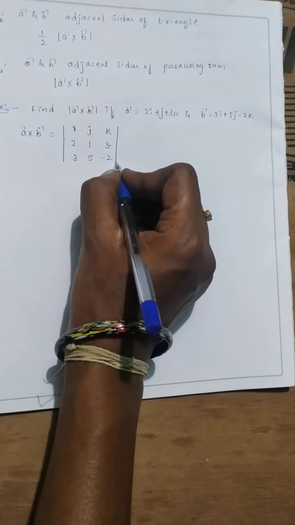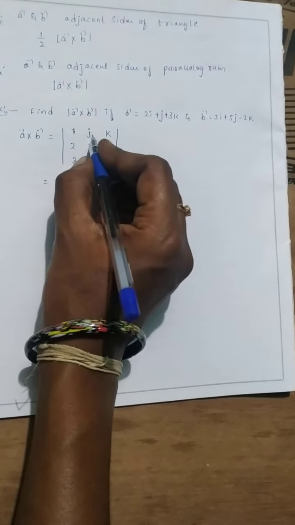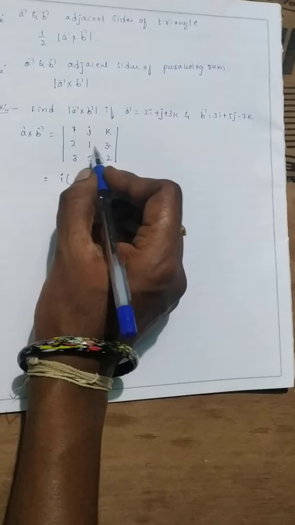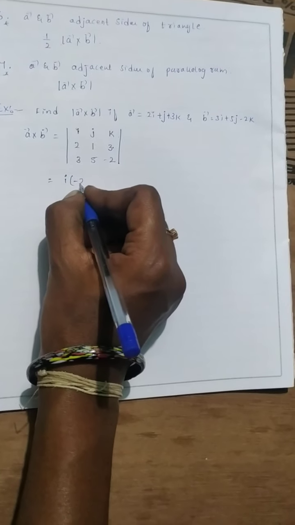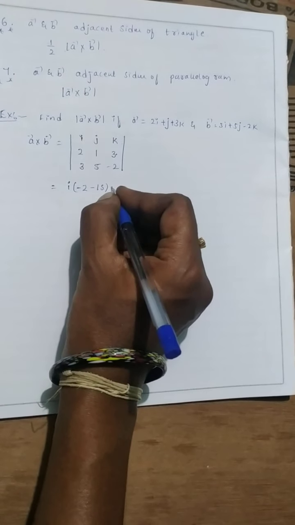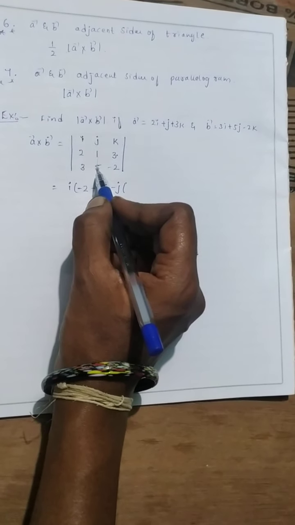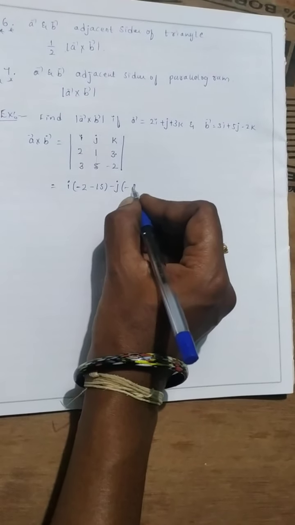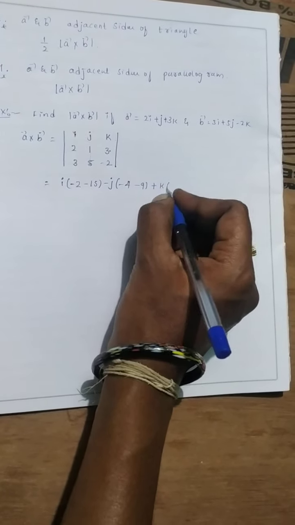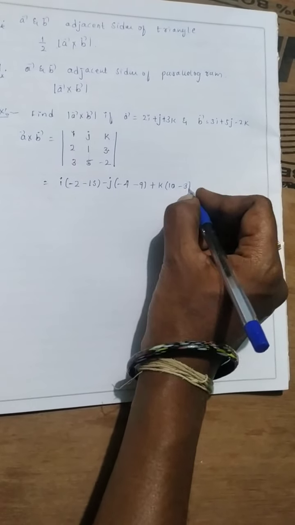Hope you remember how to find the determinant. For the first row, first element i, you delete the first row and first column. The remaining is these 4 elements. You multiply the diagonals: 1 into minus 2 is minus 2. In between you should use minus. 3 into 5 is 15. Next, for the second element you need to take the negative: minus j. First row, second column deleted. 2 into minus 2 is minus 4, minus 3 into 3 is 9. Then plus k, first row, last column. 5 into 2 is 10, minus 3 into 1 is 3.